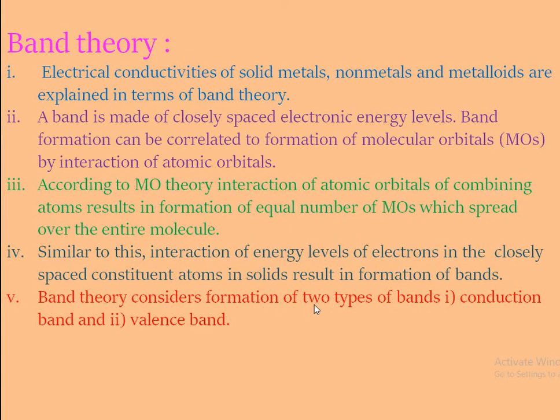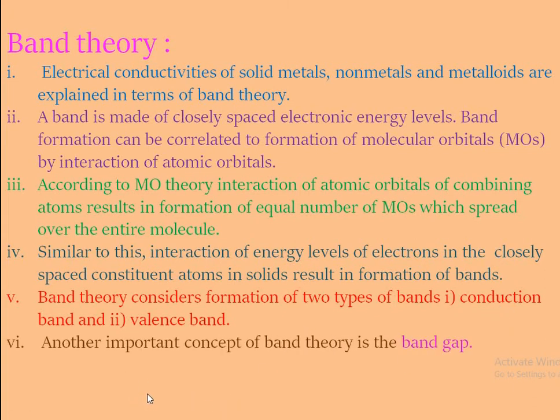Band theory considers the formation of two types of bands. First is a conduction band and second is a valence band. These bands are formed from atomic orbitals. Atomic orbitals form molecular orbitals, and these molecular orbitals form discrete energy levels, and discrete energy levels give separate bands. These bands are called the conduction band and the valence band. Another important concept for the band theory is the band gap.